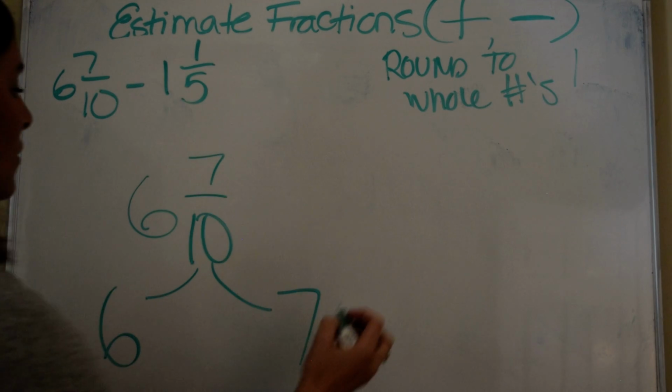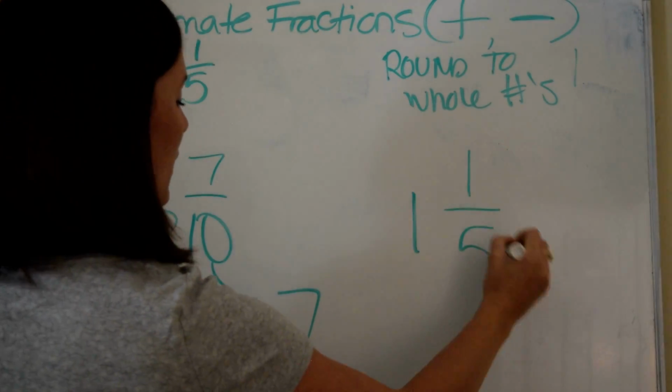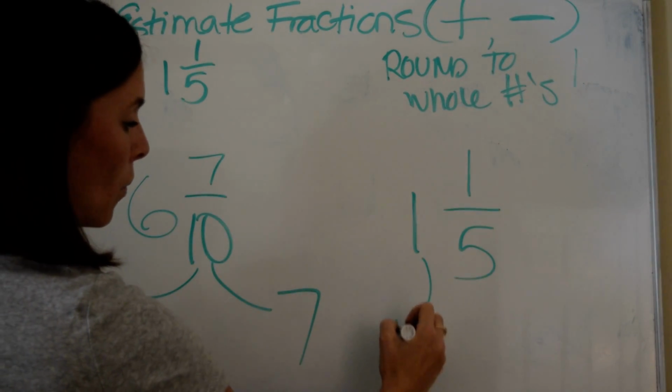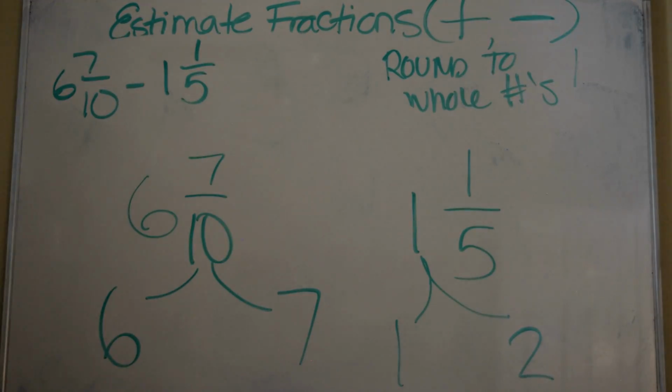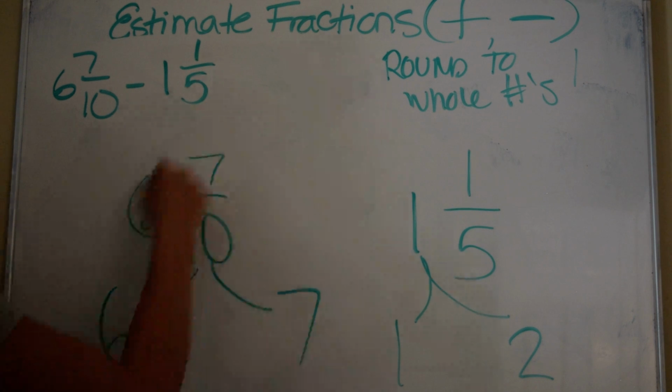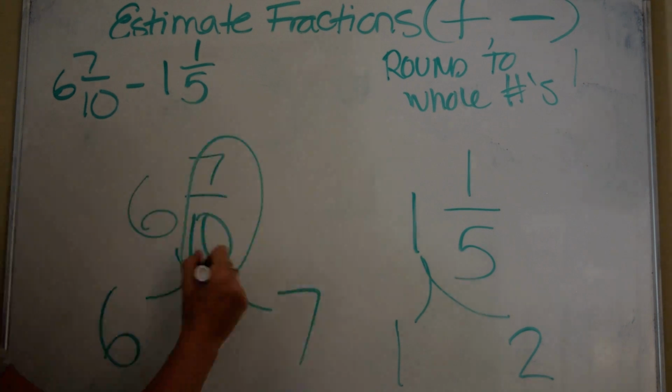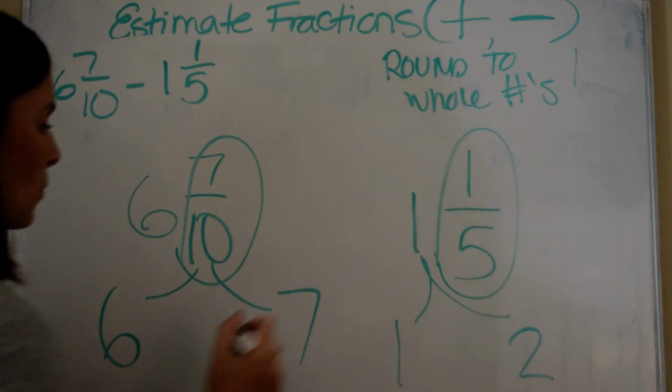How about my 1 and 1/5? This is either going to round down to a 1, or it's going to round up to a 2, which is the next whole number. How do we figure out which to round it to? Because you do need to do this part correctly. Well, you look at the fraction. The fraction is the piece that's connected, and this is the piece that's going to tell us how to round.